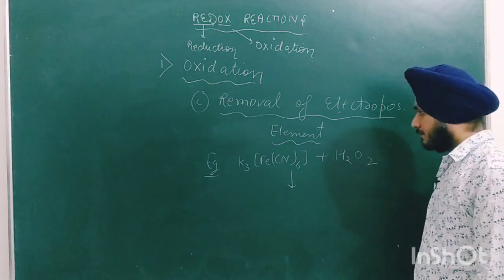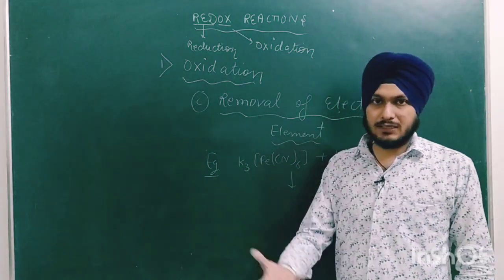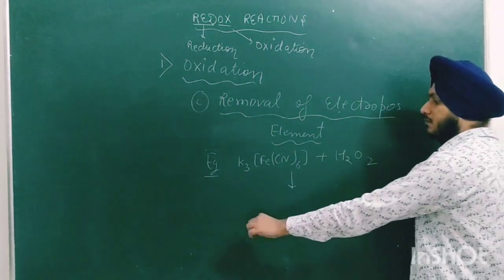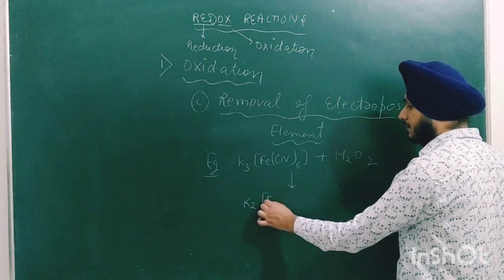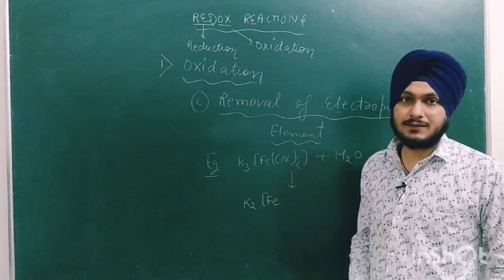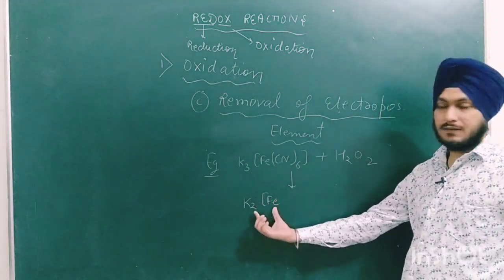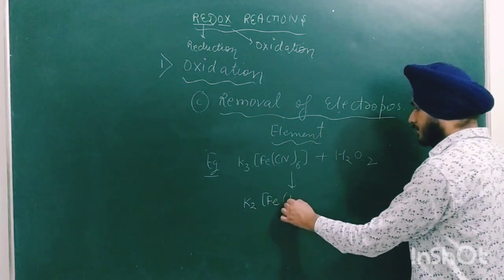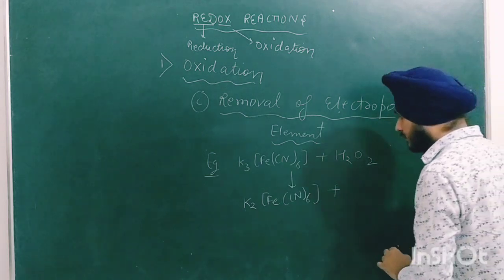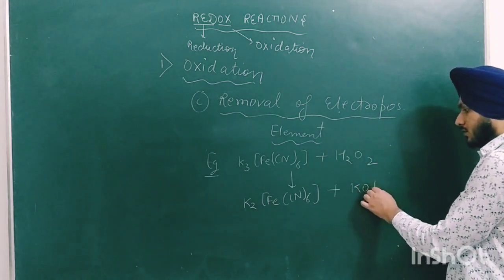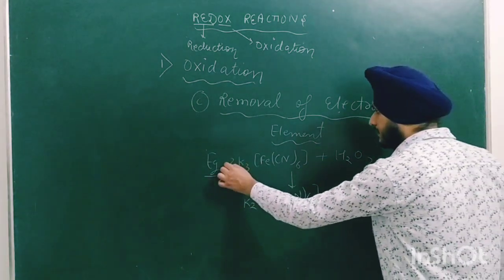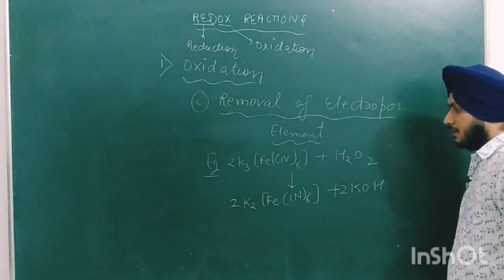Now in this reaction, potassium is the electropositive element, and it will be eliminated. We remove this element and get potassium ferrocyanide and potassium ferricyanide. This is ferri, this is ferro. We will get this compound, and we have KOH also there. So balance this equation. If we balance it, this will be the balanced equation.